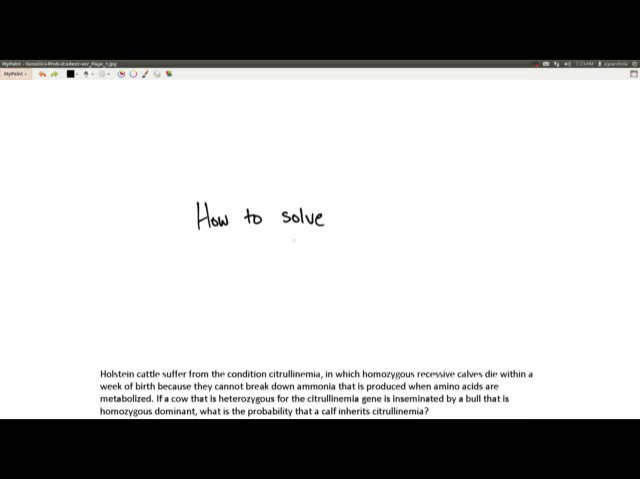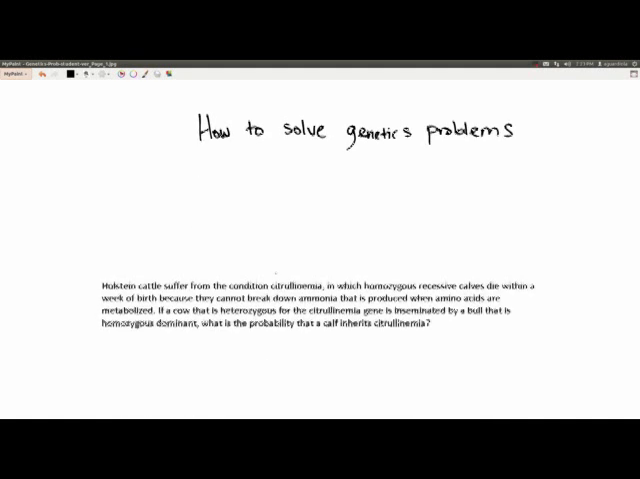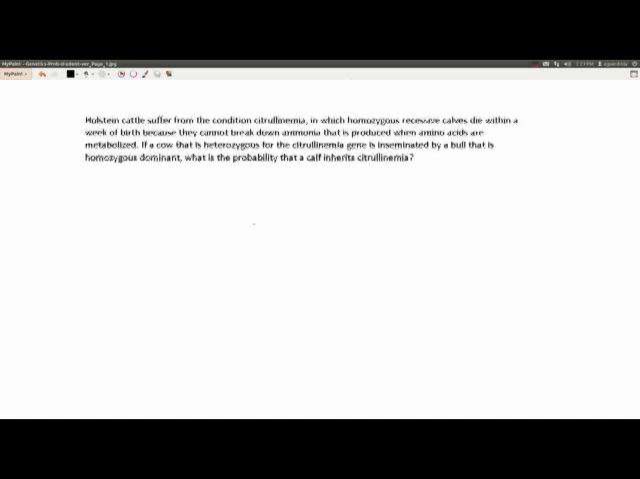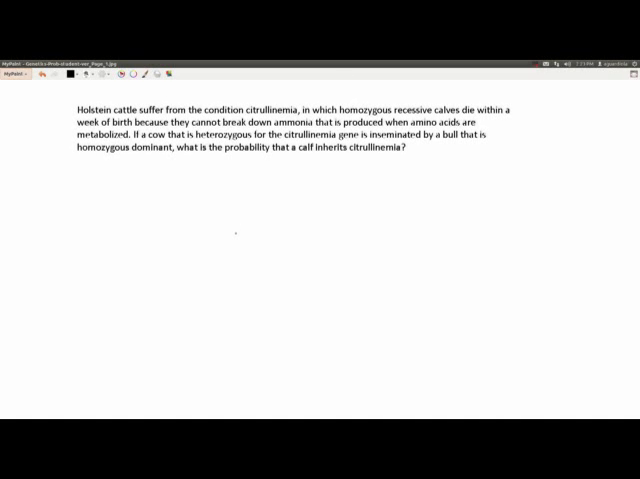We're going to talk about how to solve genetics problems. Your textbook has a couple of pages that give you steps for solving genetics problems, and we're going to use these steps to solve the problem that is shown below. All right, so take a moment and read the problem here.